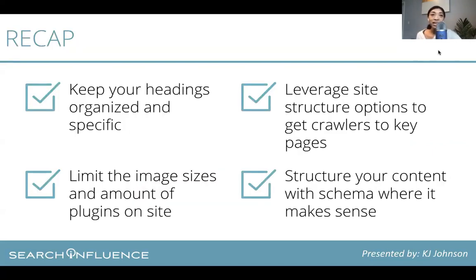Maximizing your visibility is not something you do once. It's something you do over time. It's critical to establish standards that make this part of your process in order to produce the best results. So to recap, write very specific headings and properly tag them. Limit image sizes and the amount of plugins used on site. Leverage site structure options like navigation, URLs, and internal linking to get crawlers to key pages. Lastly, structure your content with relevant schema where it makes sense.